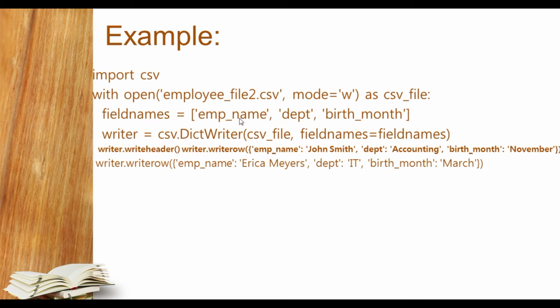Here is emp_name, so here it is also emp_name, then colon, and the name can be anything. Then department: dept and dept, the same thing here, then colon, accounting. Birth month is here birth_month, then colon, November, then curly braces close and round bracket close. The same with the next writerow, where within the round bracket I have passed the dictionary. emp_name is the same, colon, then the name of the person, then dept the same as dept, colon, IT, and birth_month the same, March.